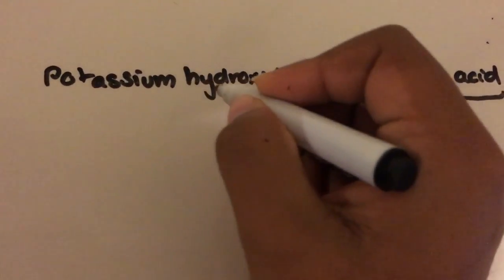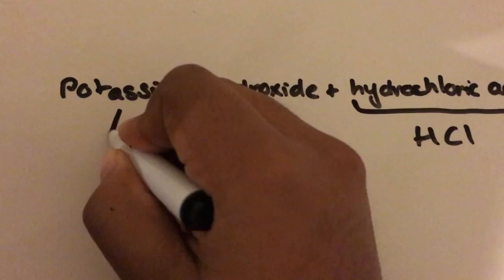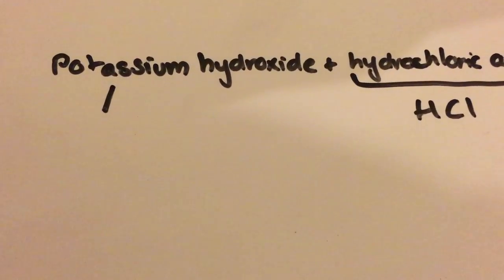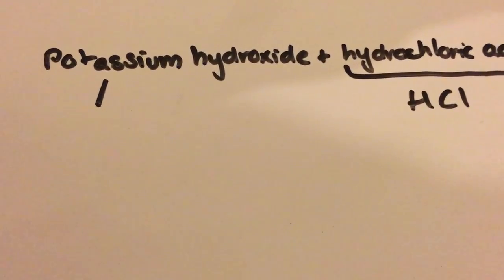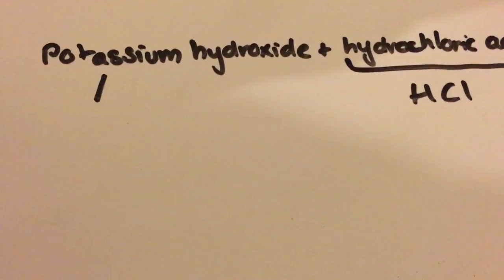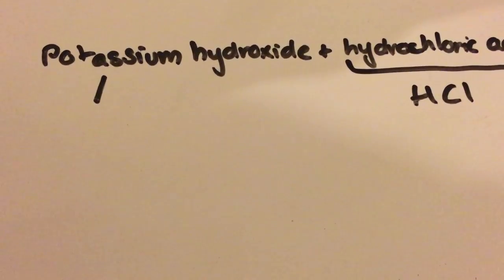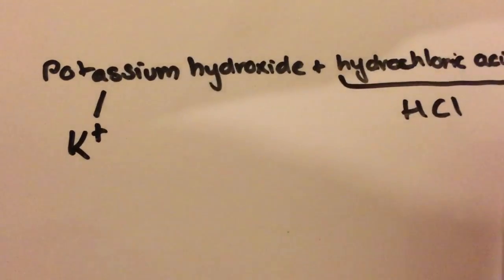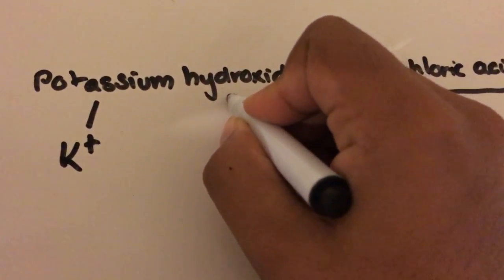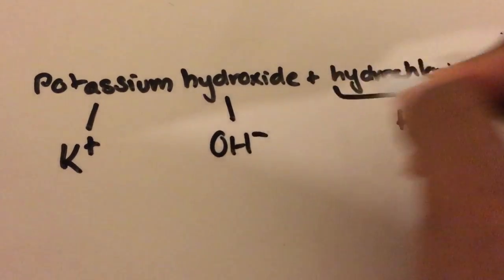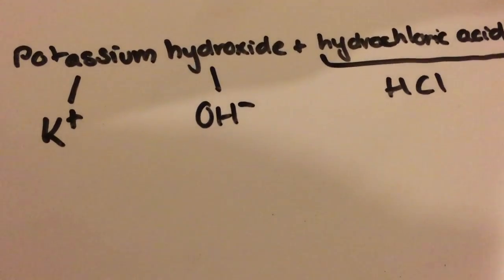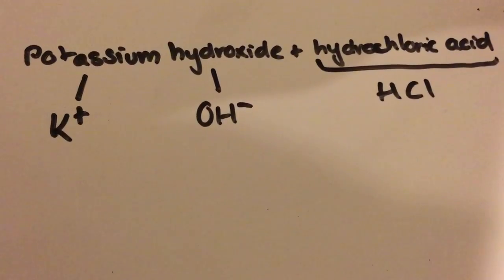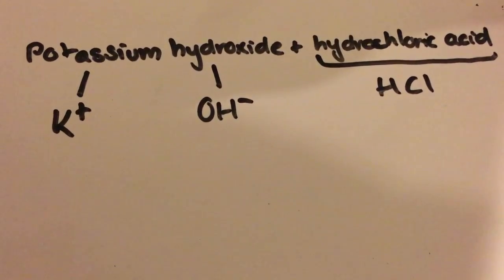So for potassium hydroxide, potassium is in group 1 of the periodic table, which means it has 1 electron in its valence shell. This means that when it undergoes a reaction, it's going to lose that 1 electron, giving it a charge of +1. So hydroxide is a polyatomic ion that has a charge of -1. Polyatomic ions, I'm not sure whether they're given to you, but they are absolutely crucial, so make sure you know them.